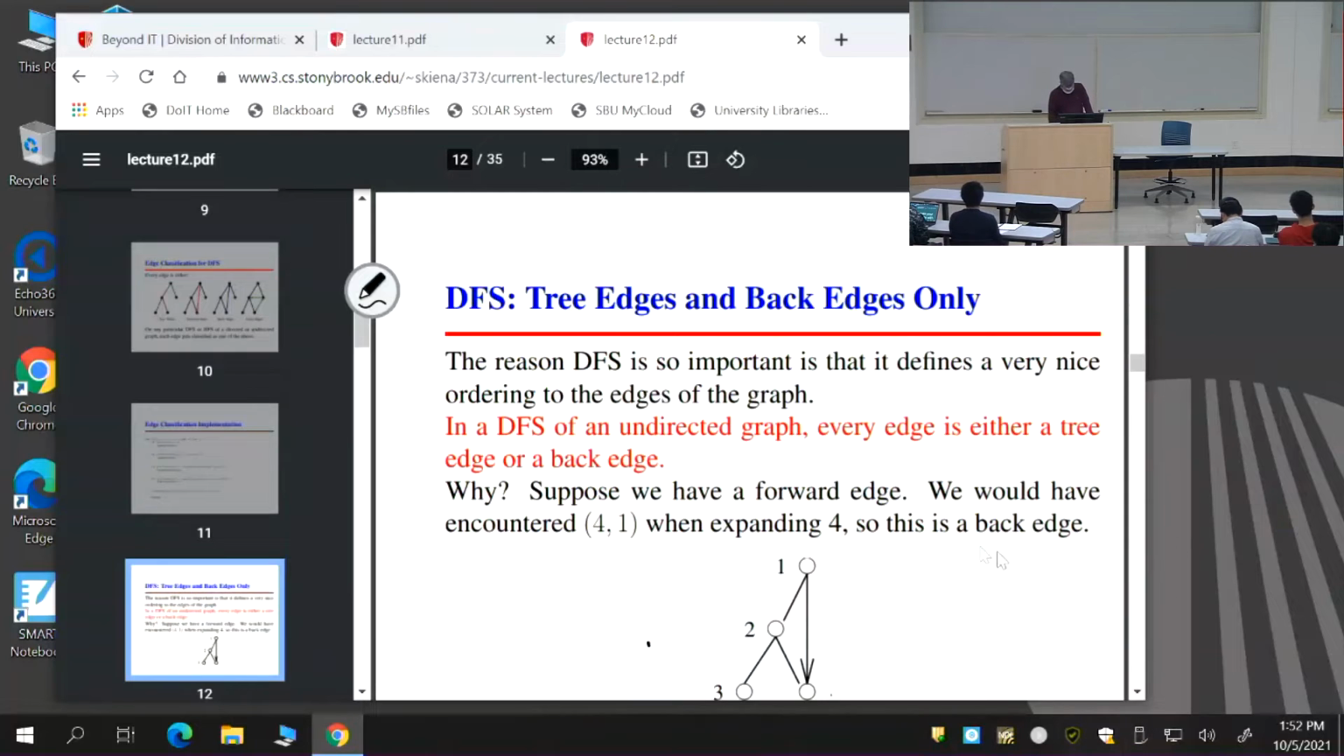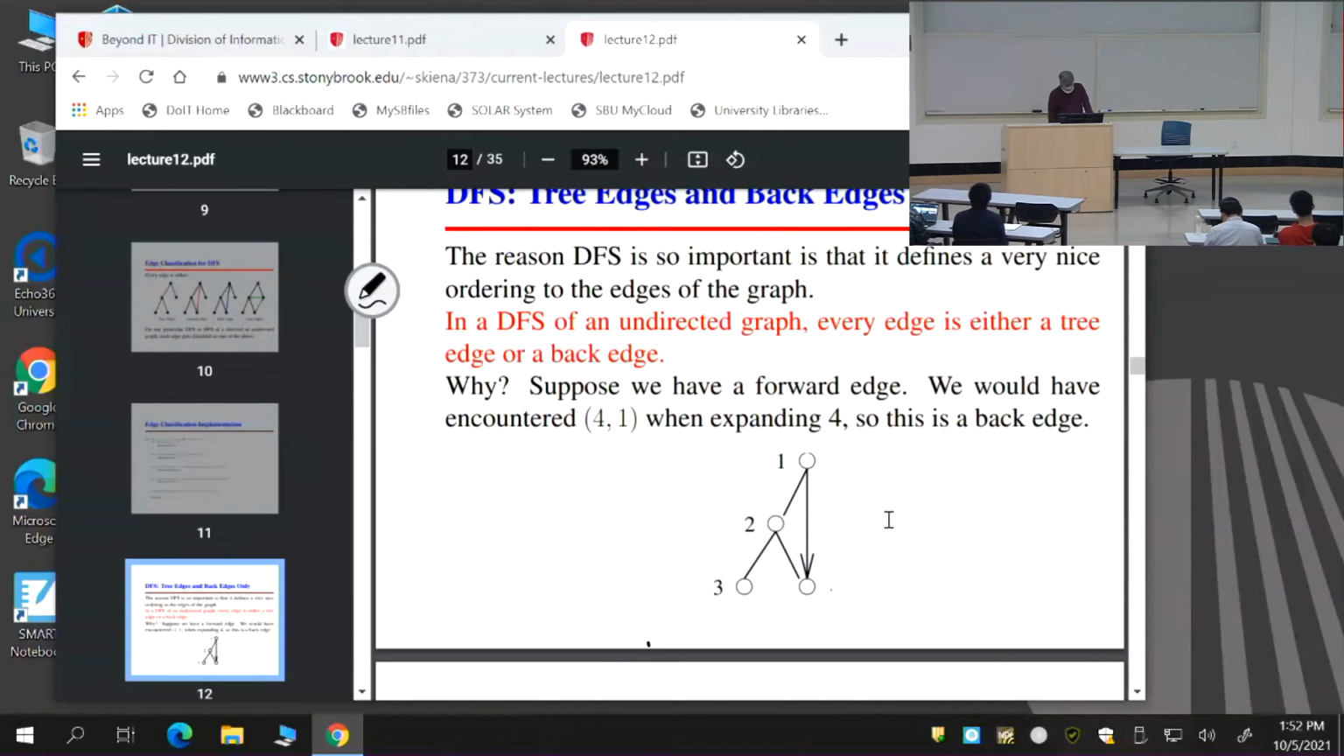DepthFirst search trees have this nice property that, again, every edge is either a tree edge or a back edge. If you have something that was a forward edge, it can't be. Because if there was an undirected graph, when we expanded vertex 4, we would have discovered this edge. And so it becomes a back edge. Any questions? Okay.